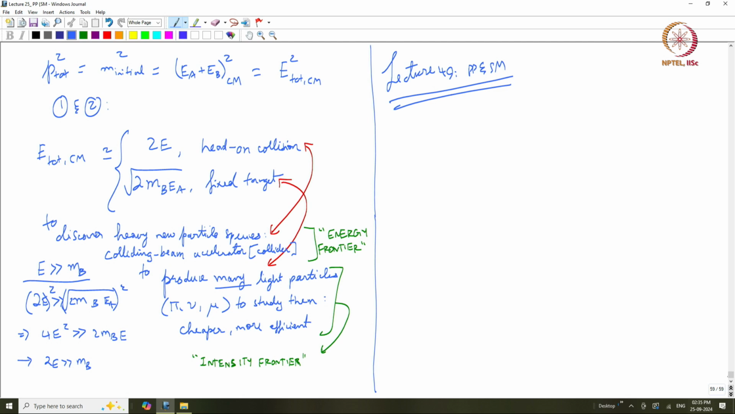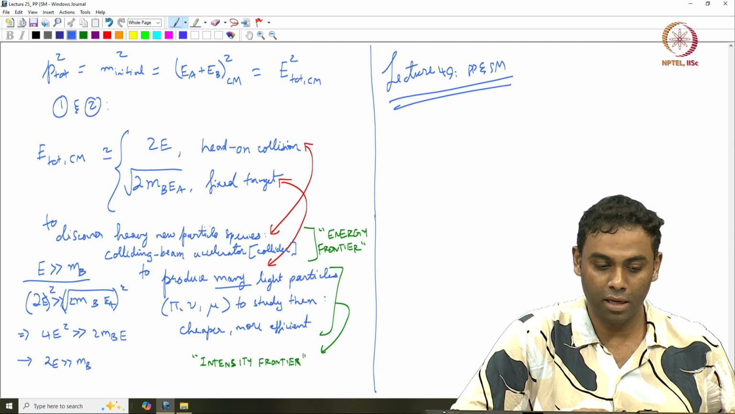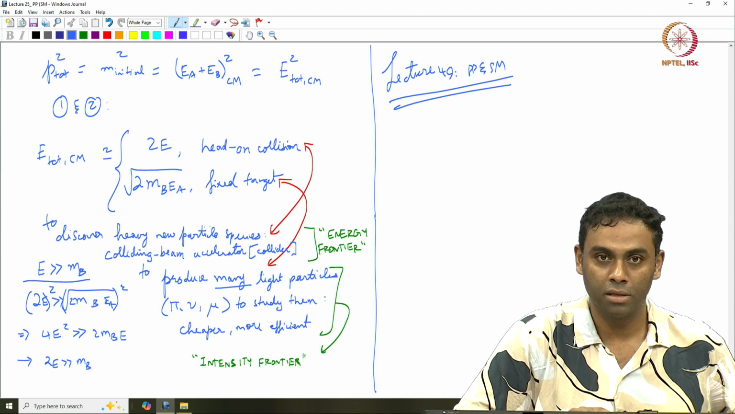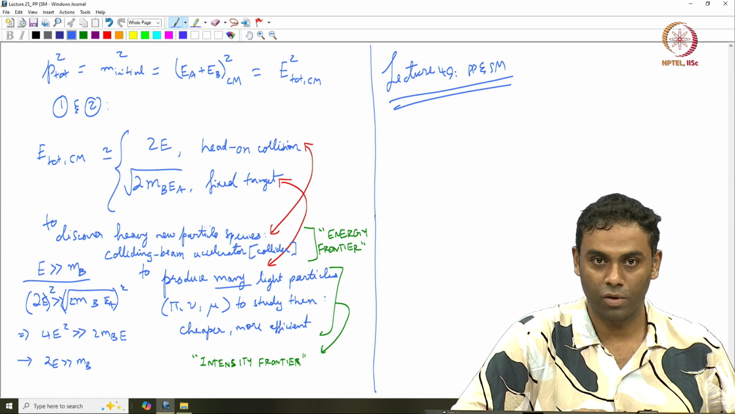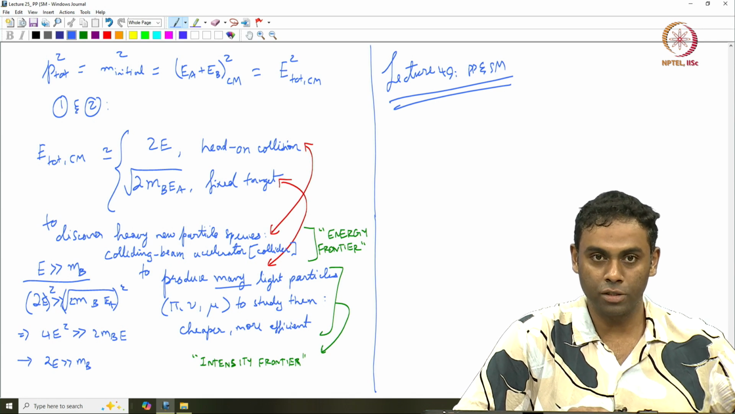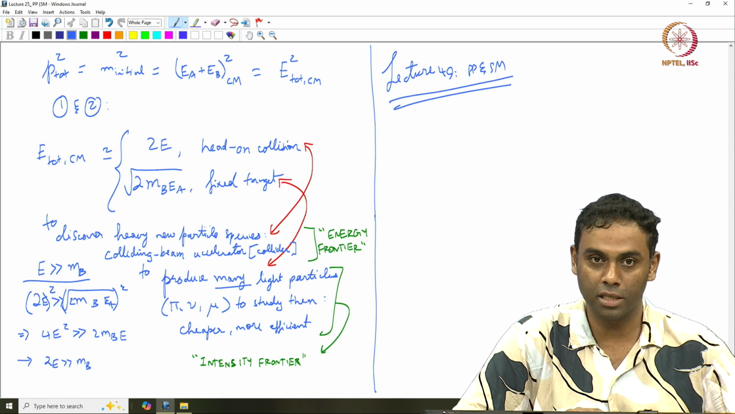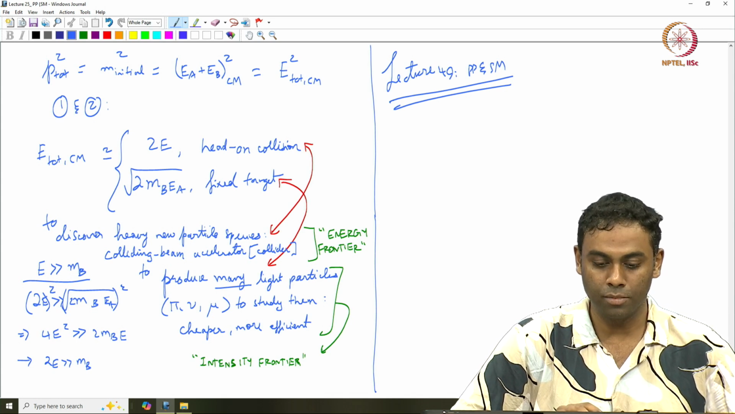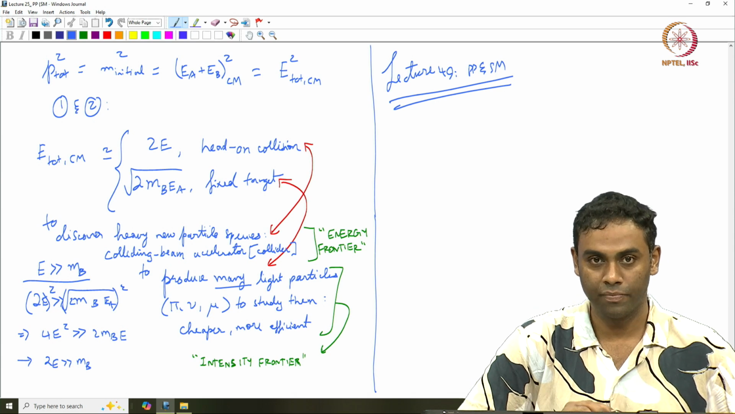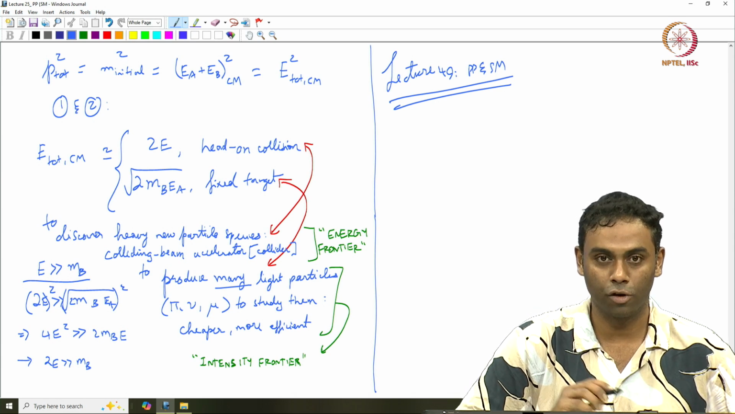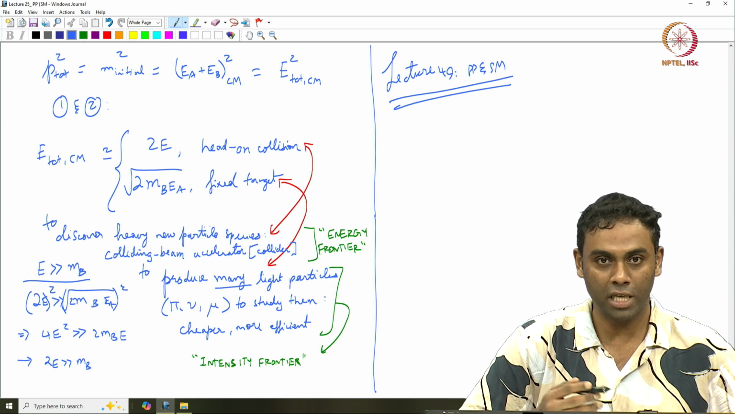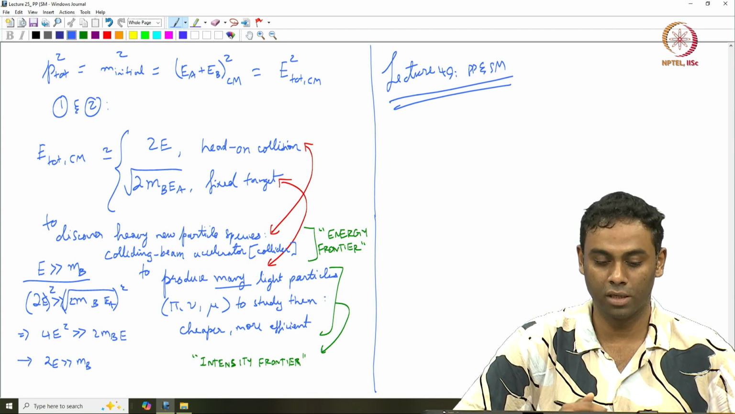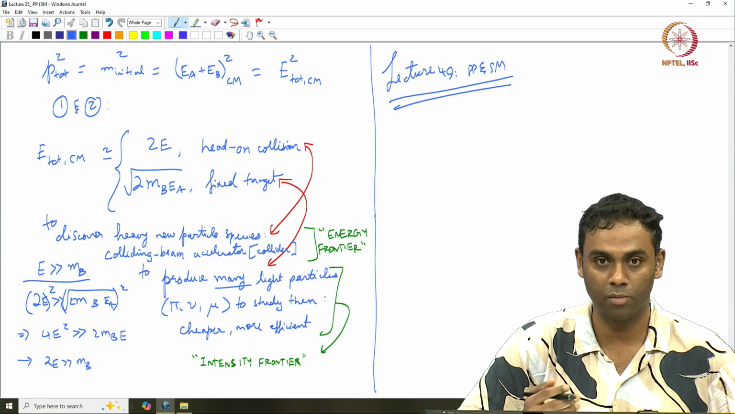And that meant if you want to discover new, heavy particles, then you are better off using the head-on collision method, like the LHC and so on, because just like that you can pump in a lot of energy in the center of momentum frame and create the particles that you want. So this came to be known as the energy frontier of building colliders and looking for new physics. The other one, where you just have a fixed target, you cannot actually put in a lot of energy in the center of momentum frame.